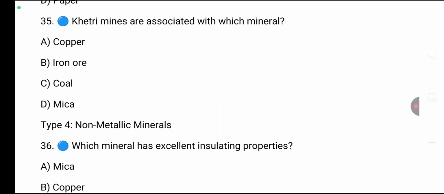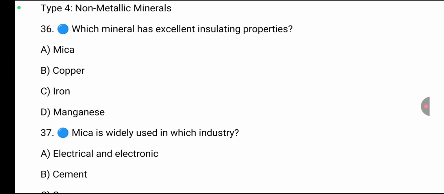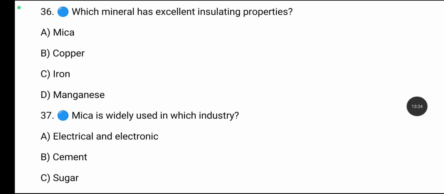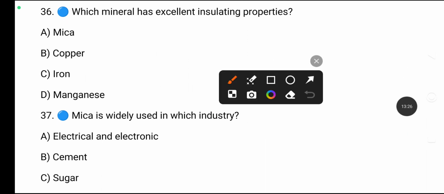Now moving on to question number 36. Which mineral has excellent insulating properties? Mica, copper, iron ore, manganese. That is mica. The answer will be A.